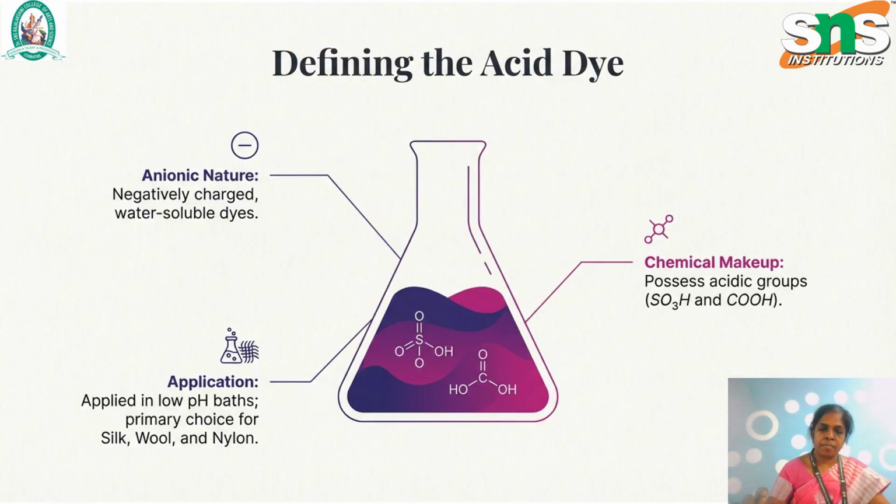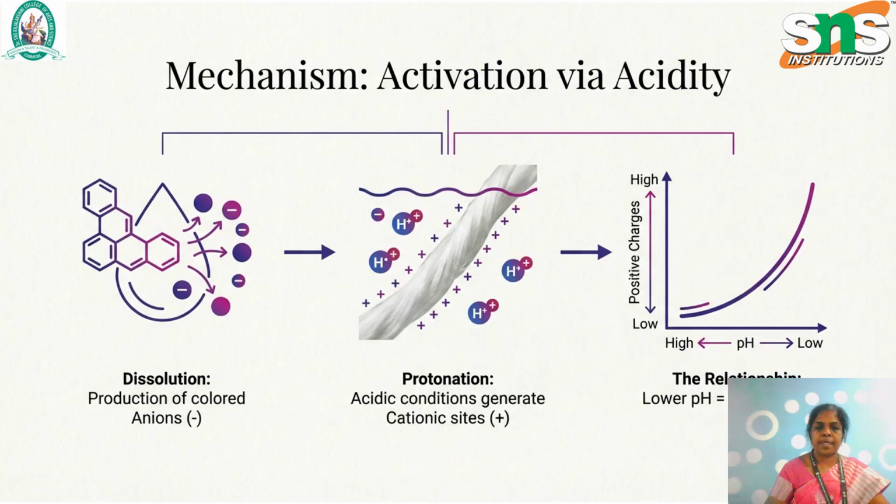Since we have the name acid dye, it is anionic in nature, negatively charged, water soluble dyes. It can be applied in a low pH bath, the primary choice for silk, wool and nylon. The chemical constituents or functional groups present in these acid dyes are sulfonic acid and carboxylic acid.